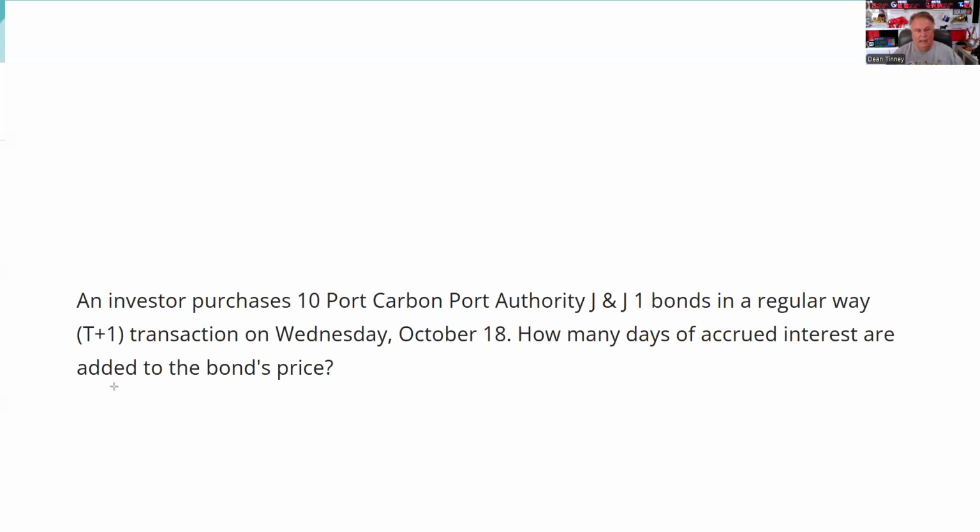explicationrequest@guruexamprep.com. An investor purchases 10 carbon port authority J&J bonds in a regular way transaction on Wednesday, October 18th. How many days of accrued interest are added to the bond's price?